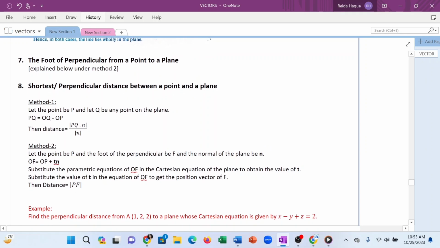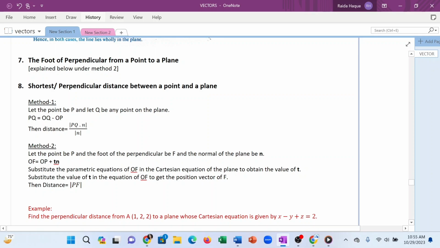Then moving on to method number 2, here let the point be P and the foot of the perpendicular be F and the normal of the plane be N. So then what happens is OF is equal to OP plus tN. So what is t? It is just a variable. We will multiply it with the normal. So N is the direction vector of the normal. So why do we do it? Just like in equations of the line, where since you do not know how far along the line the point is, you need to multiply a scalar constant with the direction vector. Similarly, with the direction vector of the normal, you need to do the same.